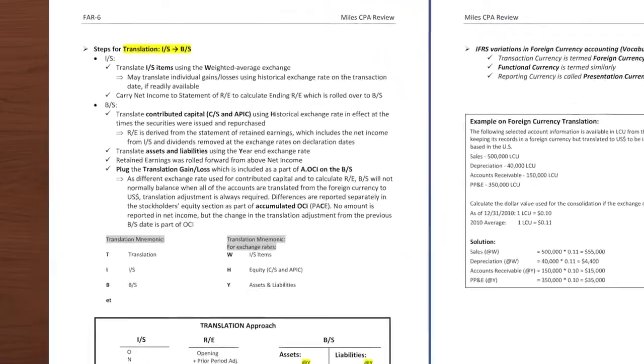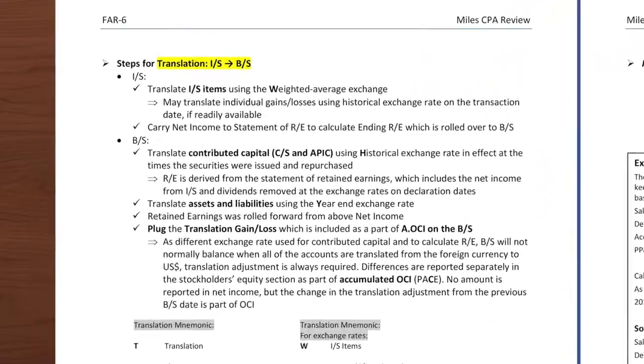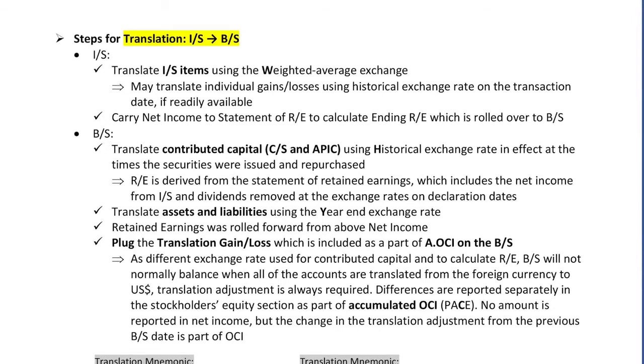Turn to page 30. We've already looked at translation where we're moving from the income statement to the balance sheet. Let's just put a mnemonic here, right? TIB and ET. So guys, we're looking at RBI in Tibet: remeasurement, balance sheet to income statement. Translation, move from the income statement to the balance sheet.